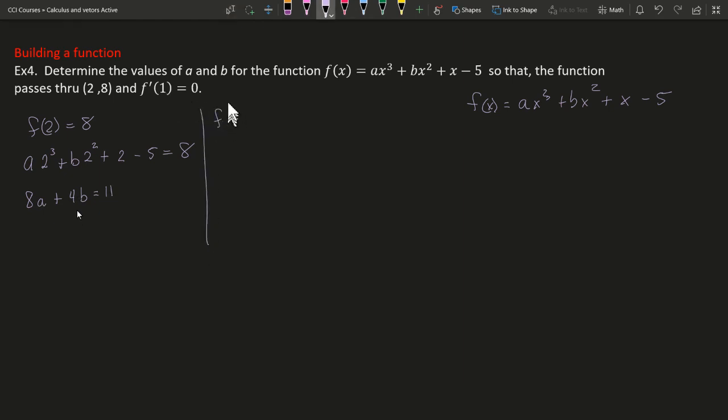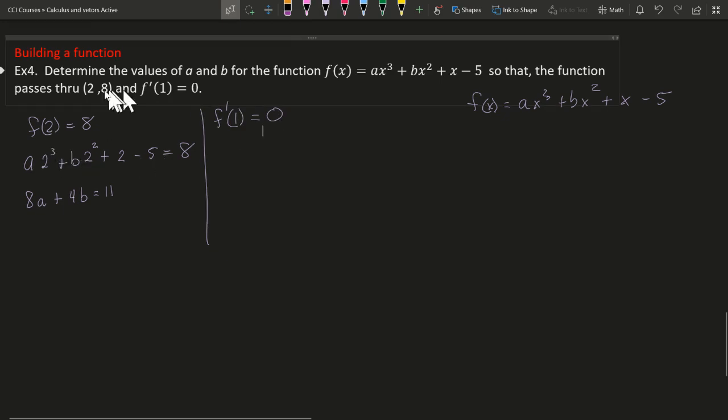But like I said, we're also given this information, which is f prime of 1 equals 0. Basically, f of 2 being 8 means that if I take 2 and plug it into the function, I get an 8. Here, if I take 1 and plug it into the derivative, I should get 0. So let me do that. I'm going to take the function, differentiate it, plug 1 in, and set it equal to 0.